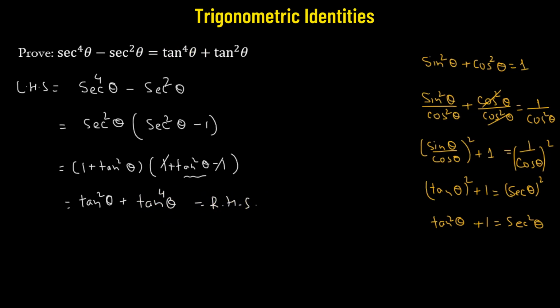So we can also start from the right hand side and obtain the expression on the left hand side, and in that case all we have to do is replace tan squared theta with secant squared theta minus 1. Hence we have successfully shown that the left hand side of the given equation equals the right hand side, hence proved.